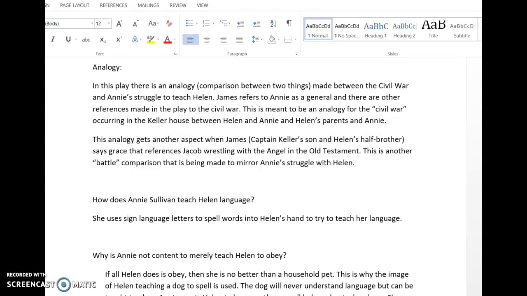How does Annie teach Helen language? Well, she uses the sign language letters to spell words into Helen's hand to try to teach her language. If you watched the videos of the play, then you could see how that worked in action, because sometimes people don't quite grasp how that happened. She's using the American Sign Language alphabet, but she's spelling the letters into Helen's hand because she can feel it. She can still feel things through touch, and so she's trying to teach her language that way.